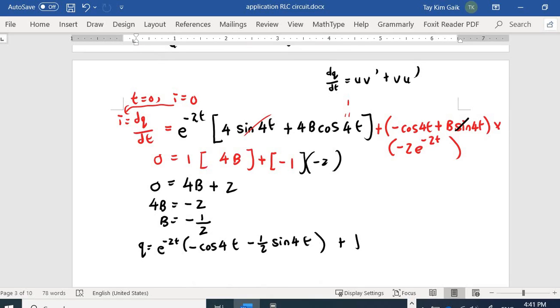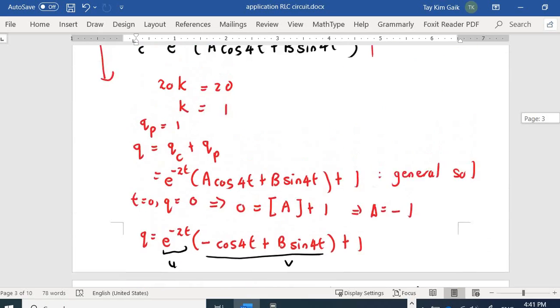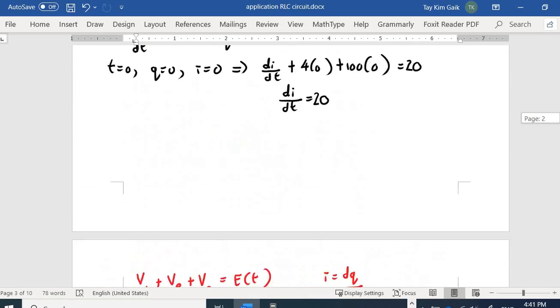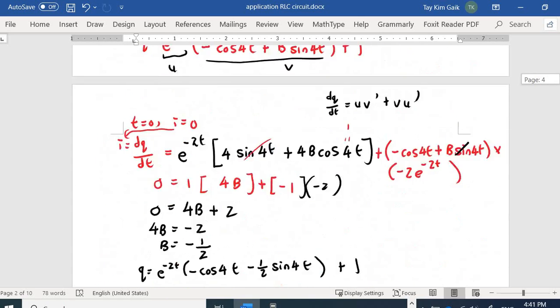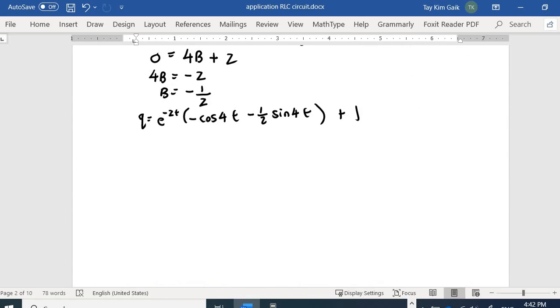Now we have obtained the Q already. We can double check because we have the same RLC circuit. The RLC circuit was initially modeled in terms of I, and we obtained I, which is 5 exponent negative 2t sin 4t. To check whether our Q is correct, we know I is equal to dq/dt. So we are going to check whether the dq/dt here will be the same as the I that we obtained in the first part.